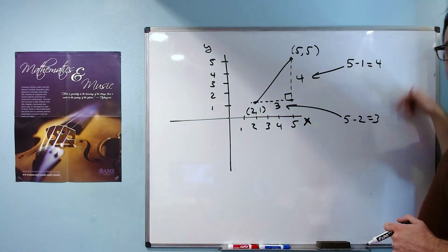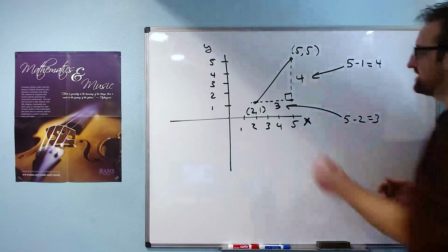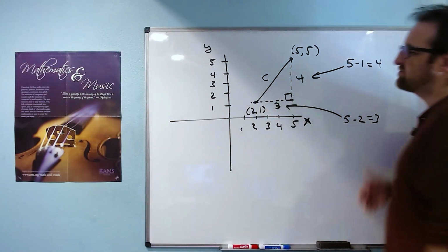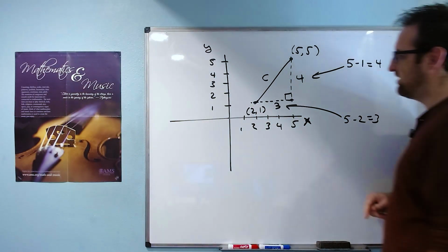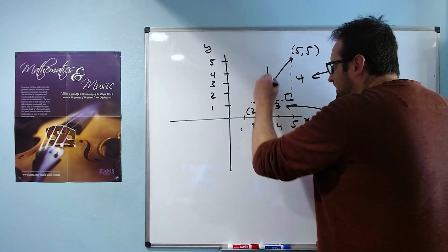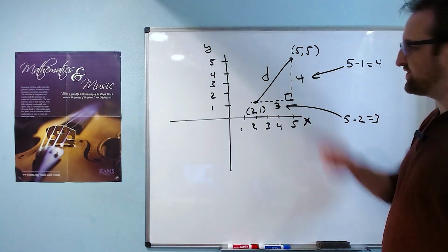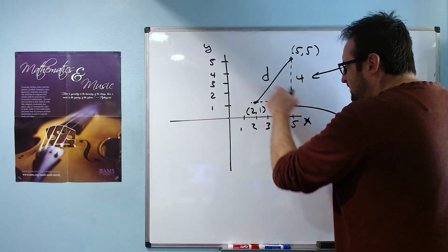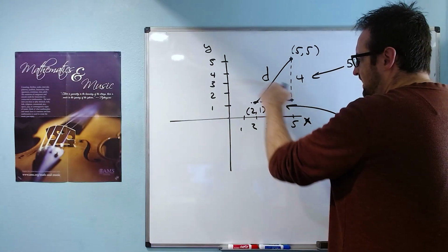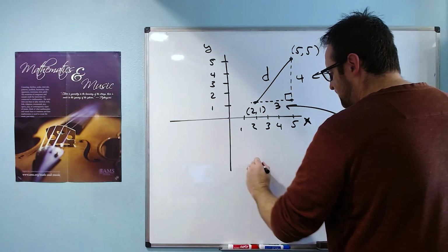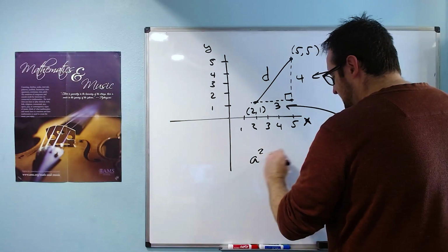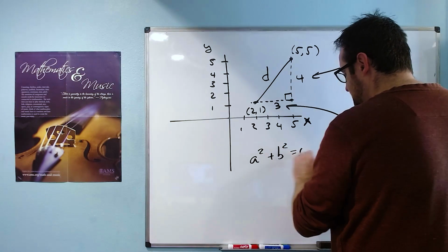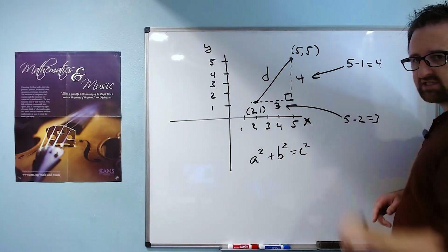So since we know that these are the lengths of the 2 legs, we can take the distance here, which we'll call c because that's what we did with the hypotenuse. Or if you want, we could call it d for distance. So let's do that. Call it d for distance. But it's the hypotenuse's length. It's the side opposite the 90-degree angle. So from the Pythagorean theorem, which states that a squared plus b squared equals c squared, we just need to plug all these things in here.